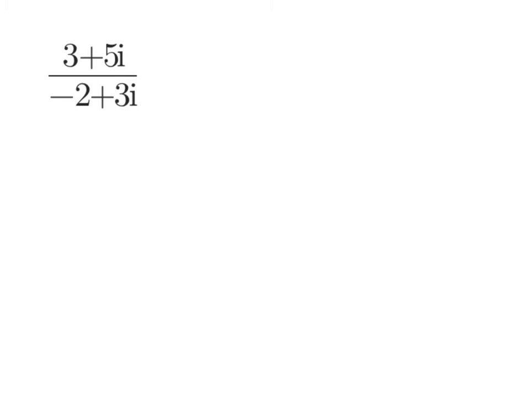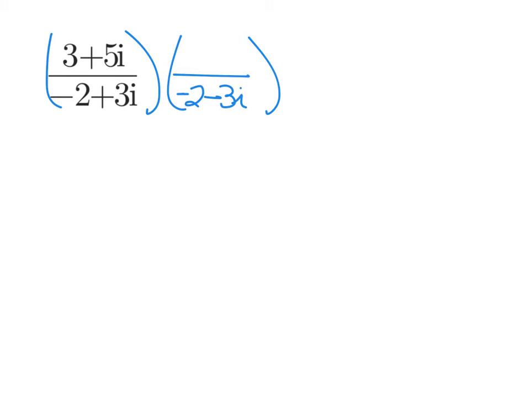But the process is still going to be the same. In order to get rid of the complex denominator, we're going to multiply by a fraction that's the conjugate of that denominator. So negative 2 minus 3i. And do the same thing in the numerator, negative 2 minus 3i.